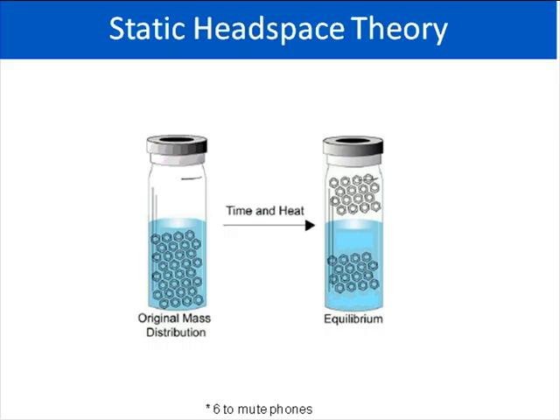Now this is a picture diagram of static headspace theory in the vial of what actually is happening. If you look down here, this is the original mass distribution that is in our sample. And as we apply time and heat, these analytes will move out of the sample phase and into the gas phase until they reach what we call equilibrium. We're going to talk about many ways to influence the movement of these analytes out of the sample matrix and into the gas phase in a little bit.